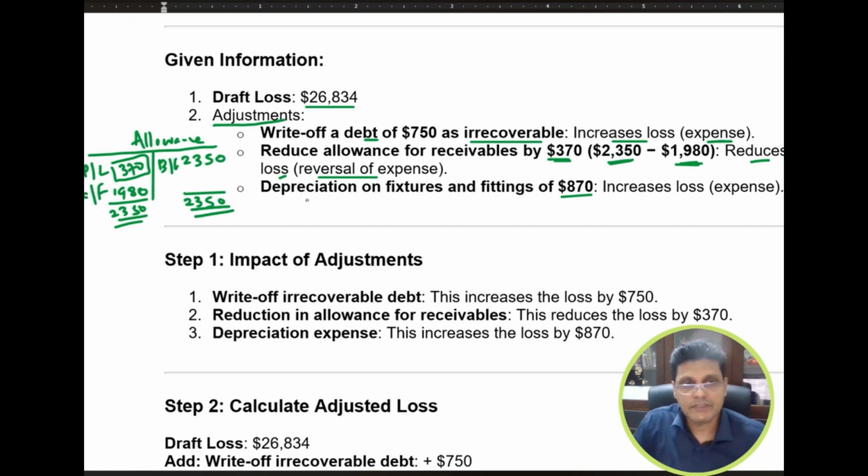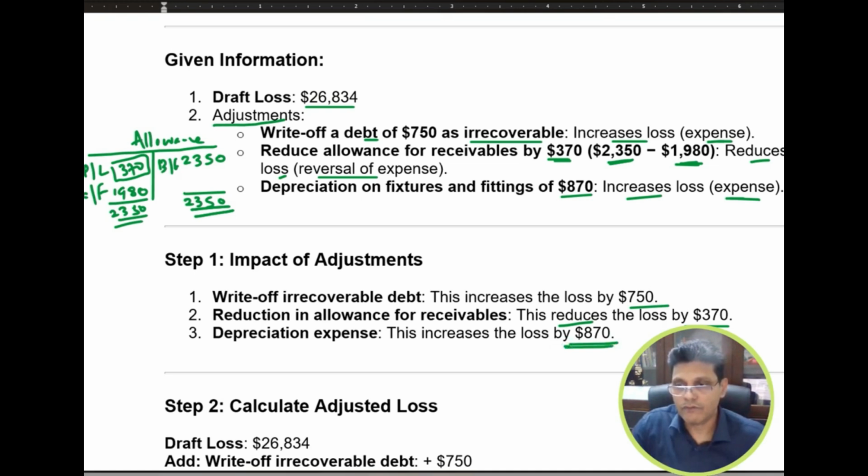The next adjustment is depreciation on fixtures and fittings of 870 that has not been recorded. Therefore, this will be treated as an expense, and it will increase the loss. So, the impact of adjustments: write off irrecoverable debt increases the loss by 750. A reduction in allowance for receivable reduces the loss by $370. Depreciation expense will increase the loss by $870.